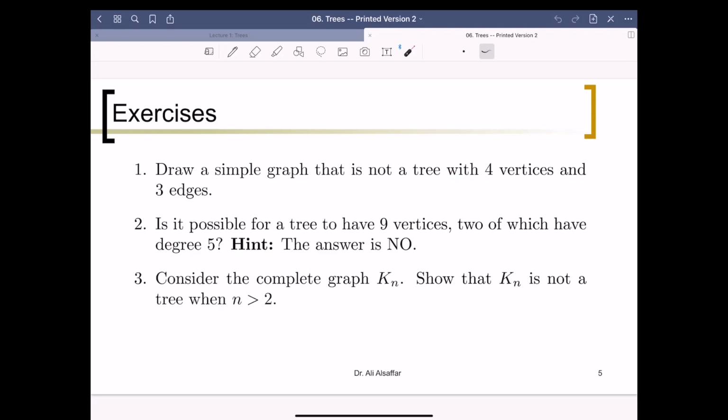Is it possible for a tree to have 9 vertices, so n is 9 and e is equal to n minus 1, 2 of which have degree 5? So if you know 2 have degree 5, how many remaining vertices? You have 7. So what is the minimum degree for the remaining 7 vertices so that you get the minimum total degree? Find it and compare it with the total degree of a tree, and you will see that the answer is no. Last, consider the complete graph. Show that Kn is not a tree whenever n is greater than or equal to 2.